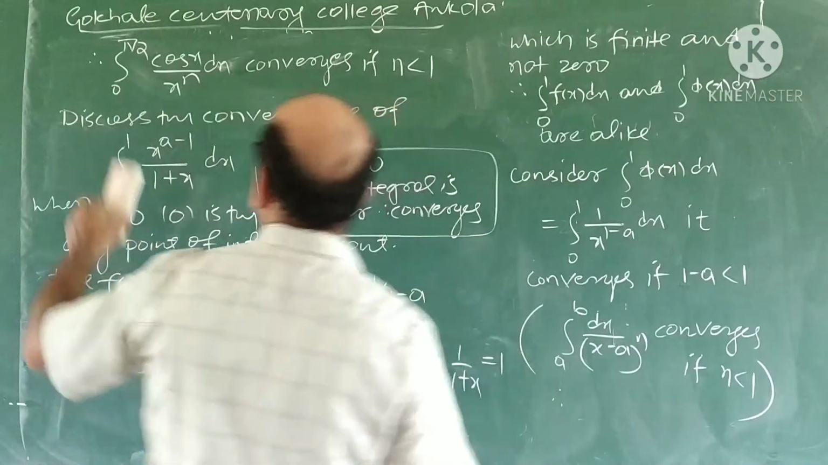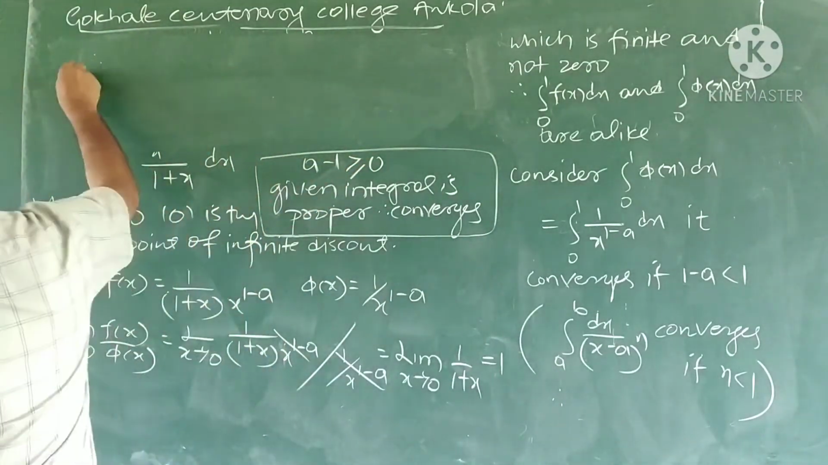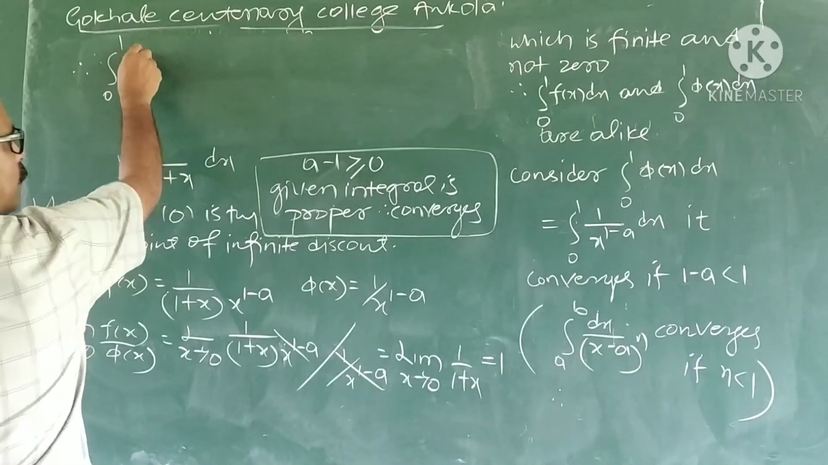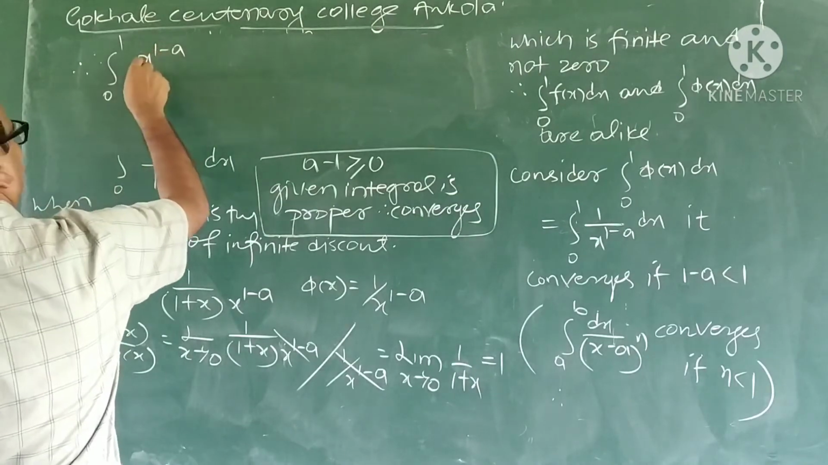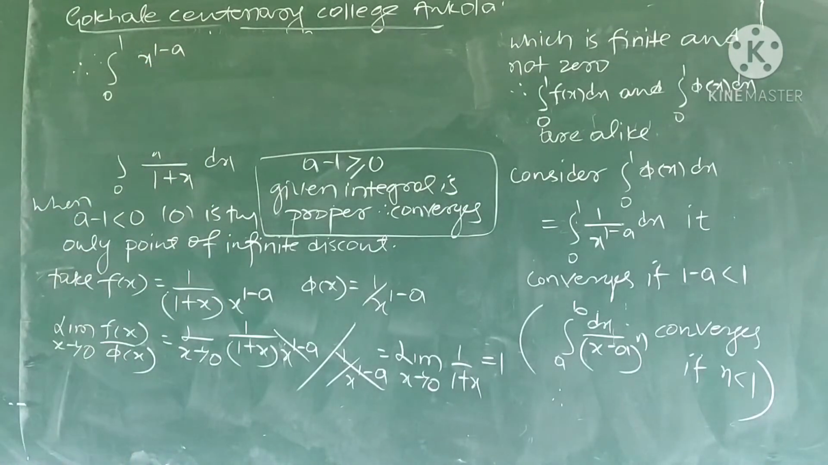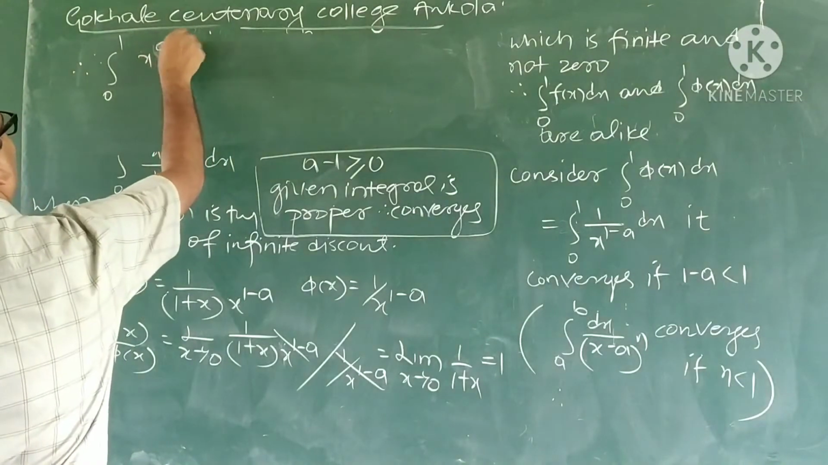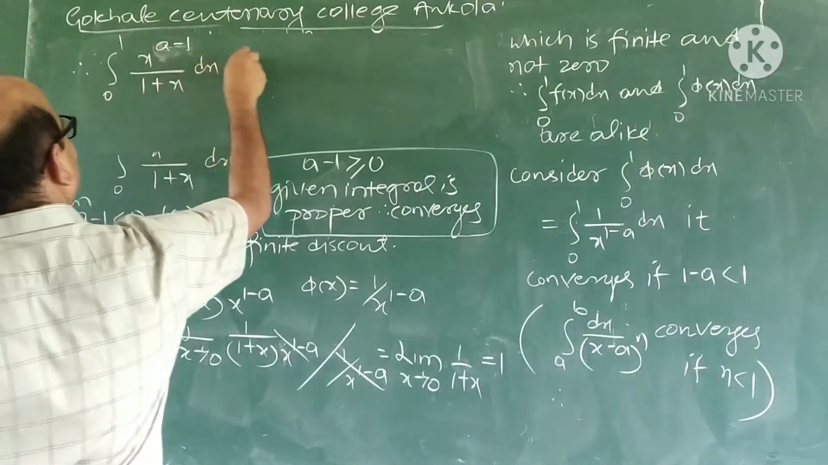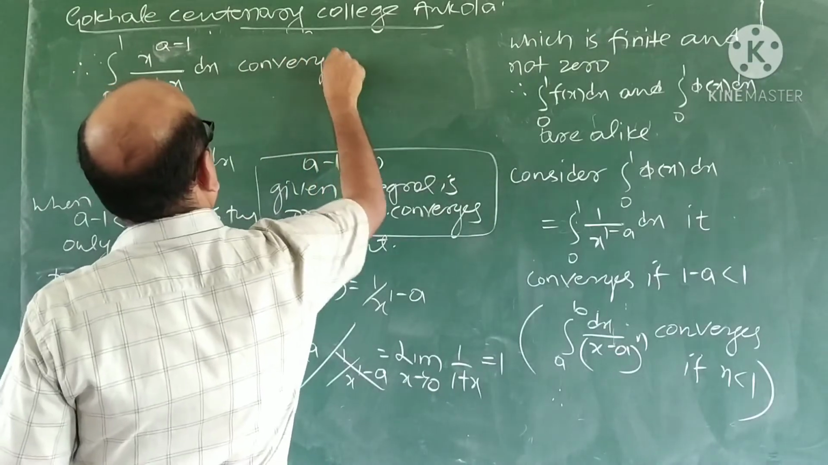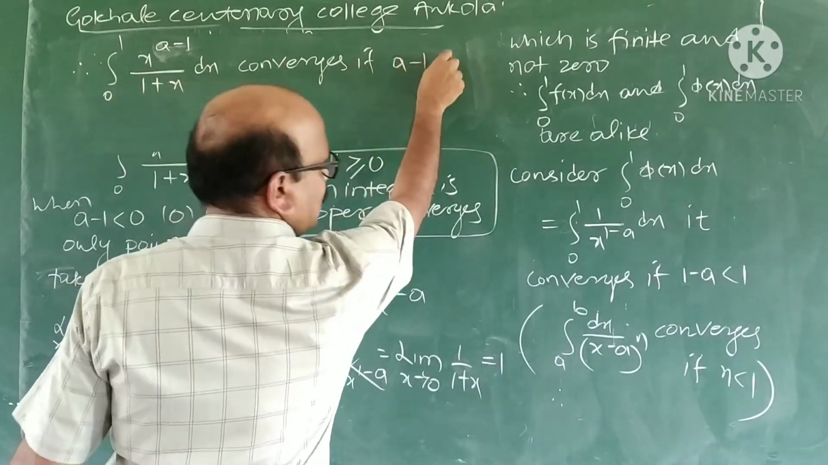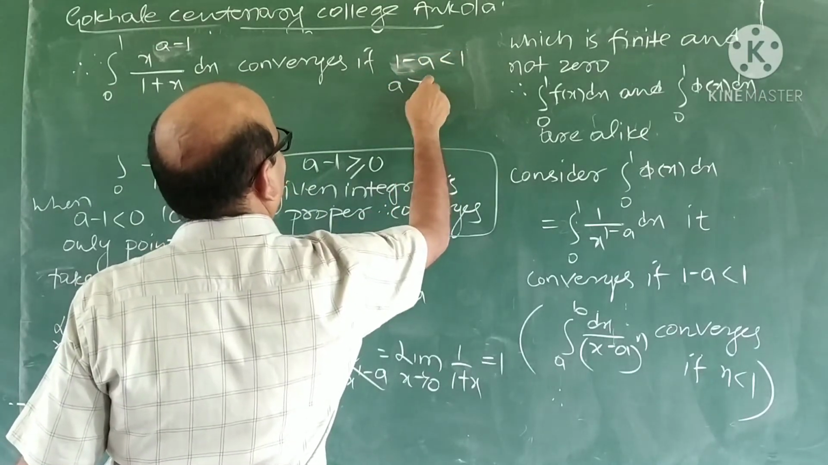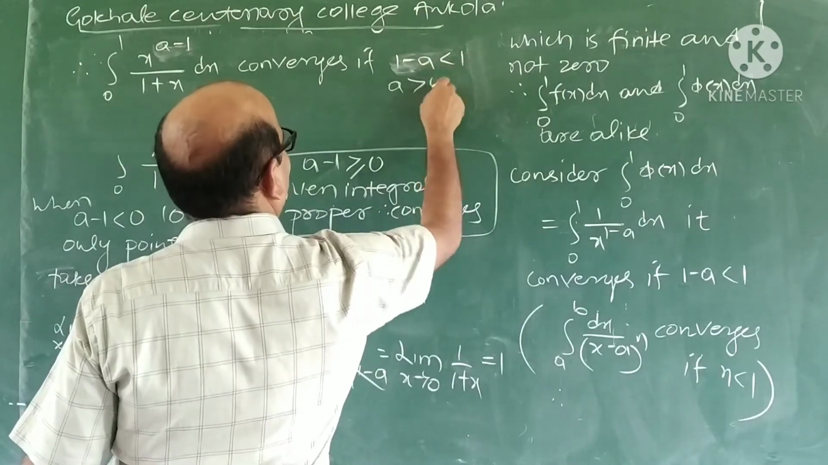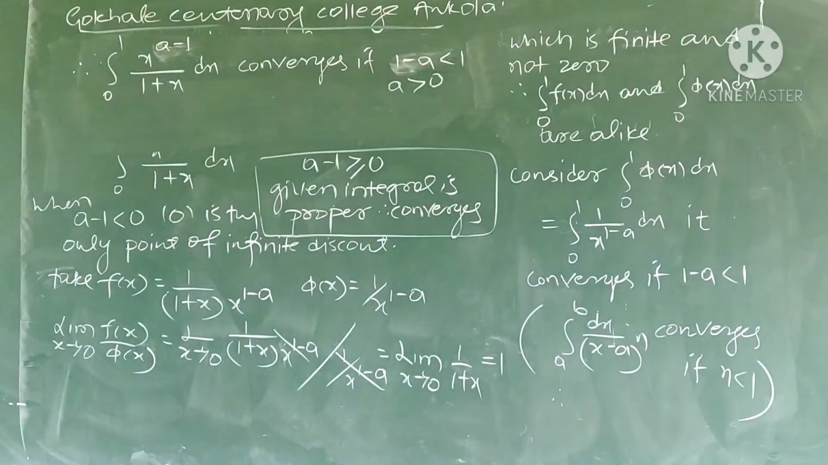Therefore, what is the given integral? The integral from 0 to 1 of x raised to a minus 1 upon 1 plus x dx converges if 1 minus a is less than 1. That is, transposing this, a is greater than 0. Is it correct? a is greater than 0.